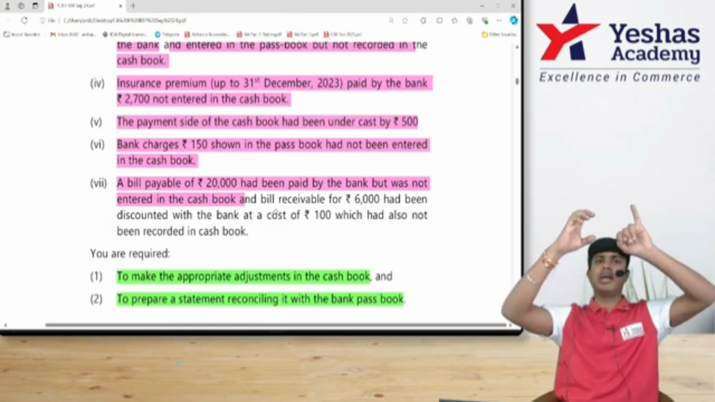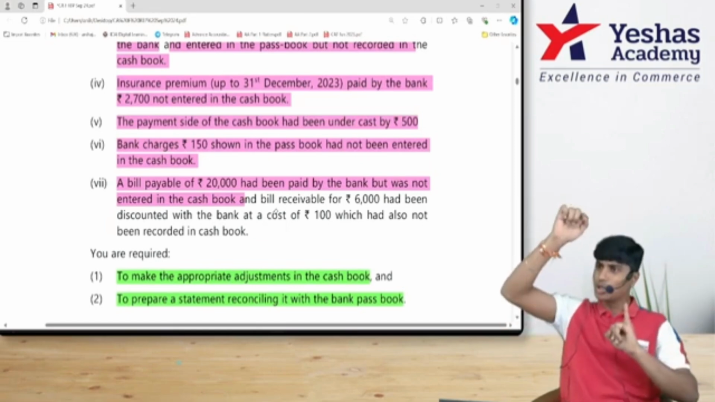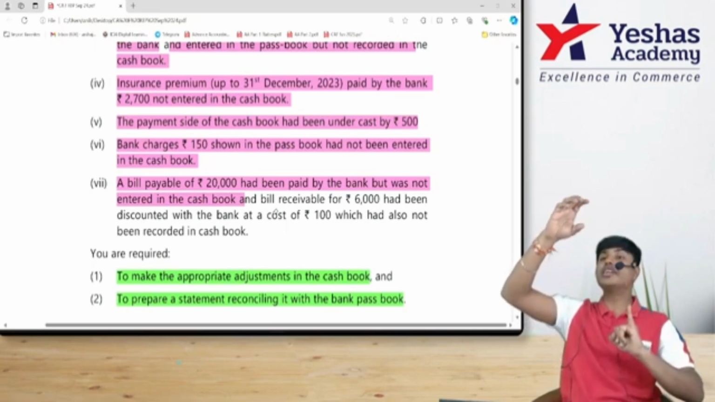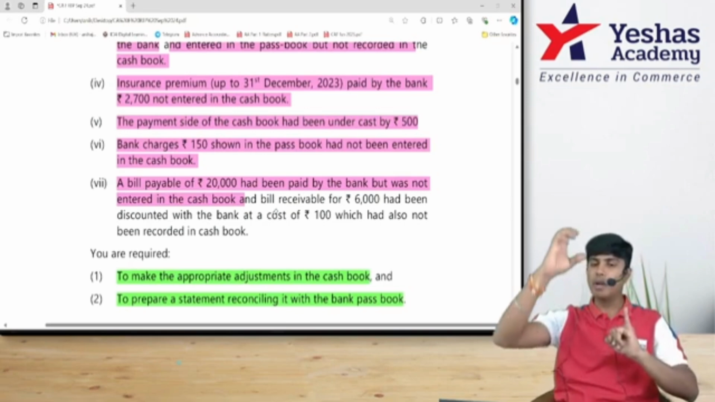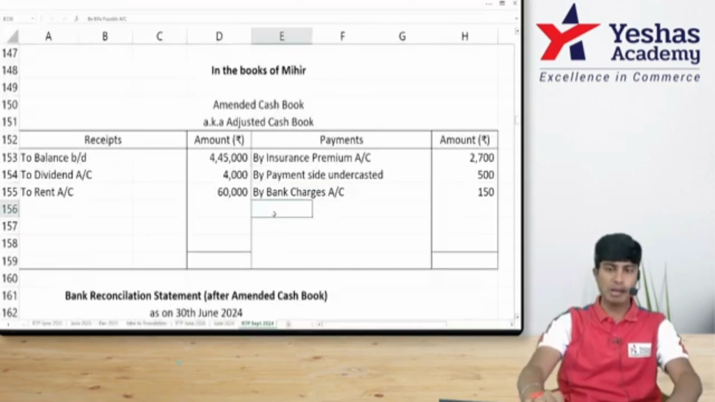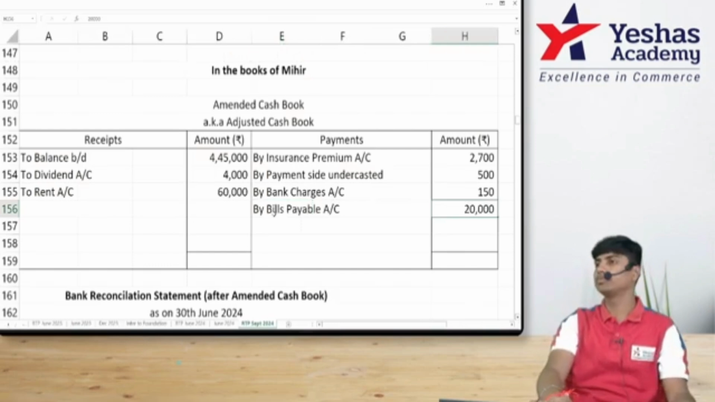The 20,000 bill is paid by the bank, the passbook balance has decreased, and in the cash book there is no entry. What should I do? I should now pass the entry in the cash book. Non-timing difference, the error needs to be rectified. Cash book balance has to be reduced. I will write payment 20,000. I would write here bills payable 20,000.